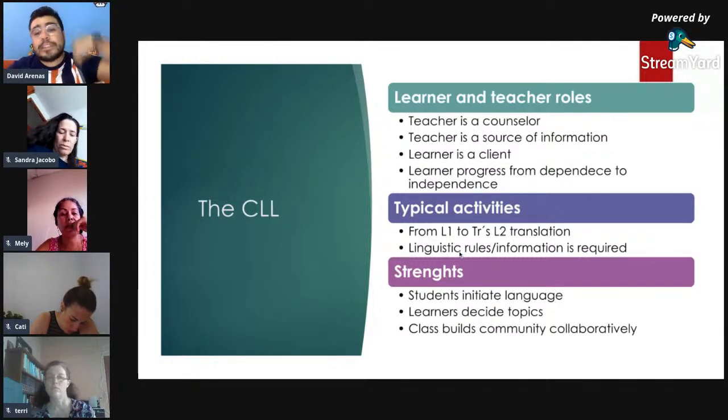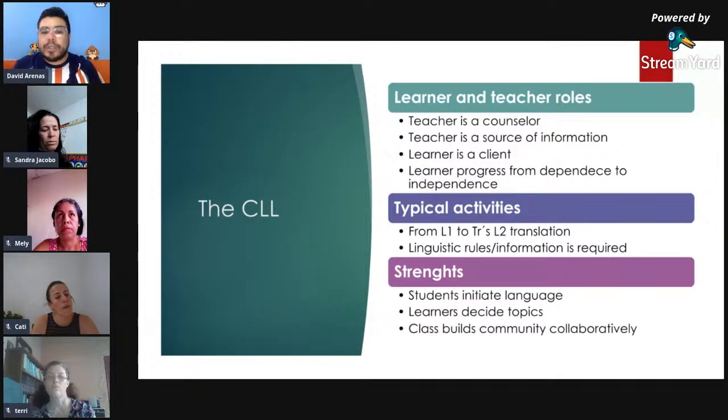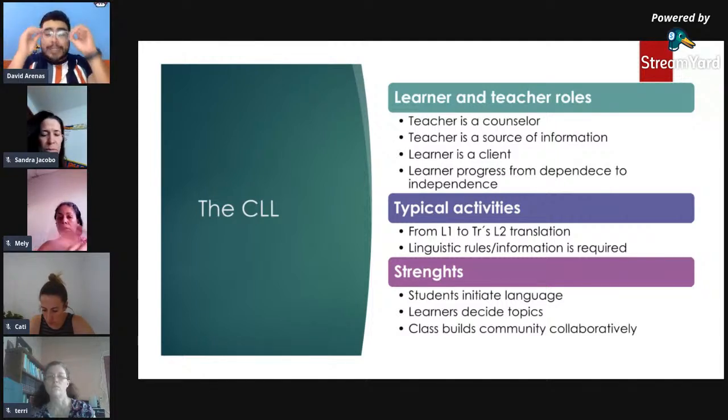Then some of the typical activities we had here were like, students started to produce language. But at the beginning, students produced language in their L1, and it was allowed and it was correct, right?